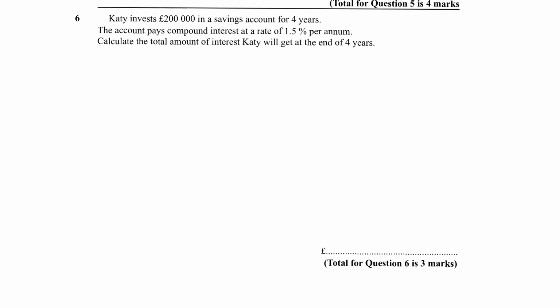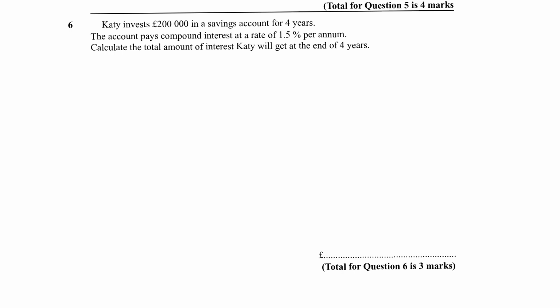Okay, so moving on to question 6. It says Katie invests 200,000 into a savings account for the next 4 years. For 4 years, the account pays compound interest at a rate of 1.5% per annum, and we need to work out the total amount of interest Katie will get at the end of the 4 years. So, first things first, she initially invests 200,000.